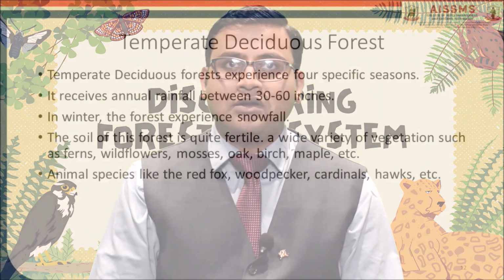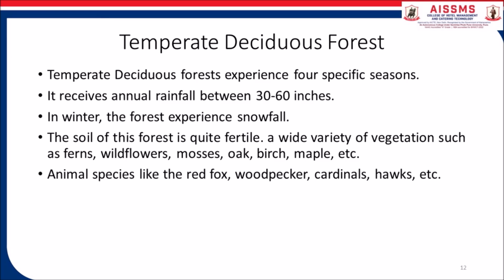First one, temperate deciduous forest. Temperate deciduous forest experience 4 specific seasons. It receives an annual rainfall between 30 to 60 inches. In winter, the temperate deciduous forest experiences snowfall, which makes it very low in temperature.